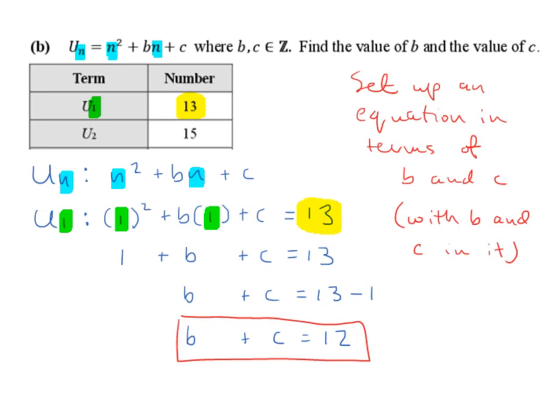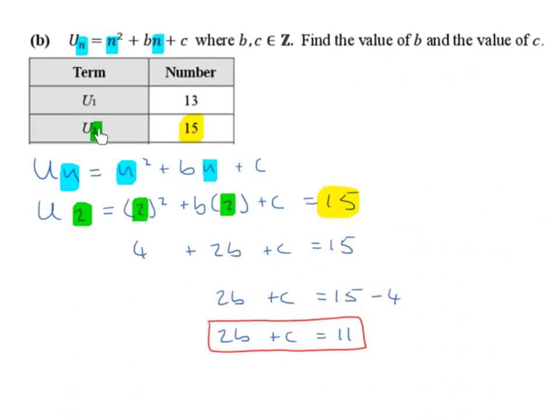So next we're going to do the very same thing but with U2 and 15. So we're going to swap each of these n's for 2 this time, and we're going to equal it all to 15. And then we do the same thing, we come up with an equation. So U2 is equal to 15. So again, we write out our general formula. Un equals n squared plus bn plus c.